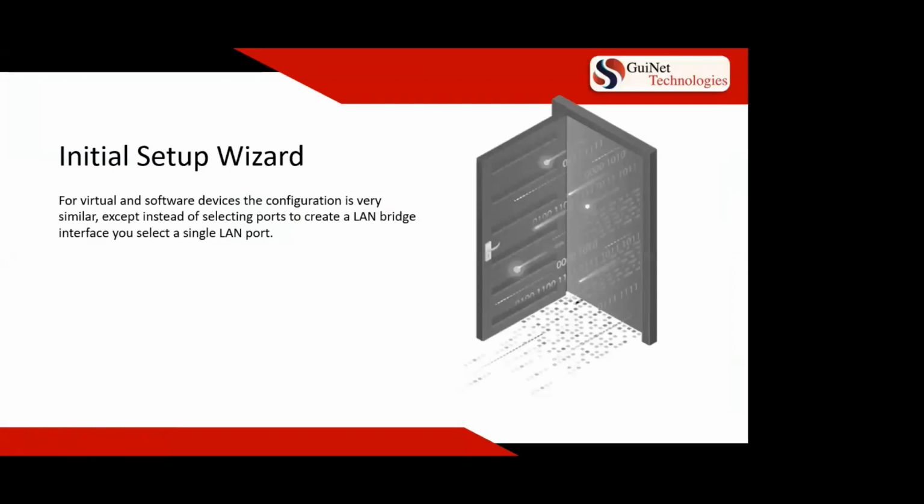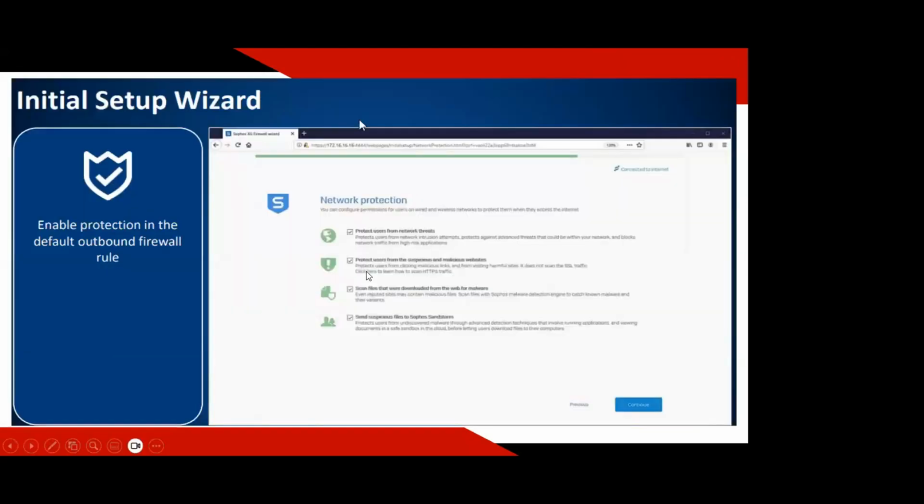For virtual and software devices, the configuration is very similar. Instead of selecting ports to create a bridge interface, you can select a single LAN port there. The next page is to enable the security features. If you have attended my previous video, we have not enabled these settings. These are the settings on the firewall that we will look at. We will enable them once the firewall has been deployed.